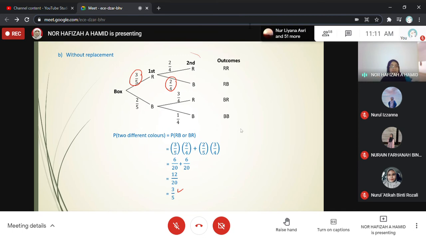Okay, ada soalan tak? So far. Tak ada. Okay, so kalau tak ada soalan, saya continue with tree diagram.